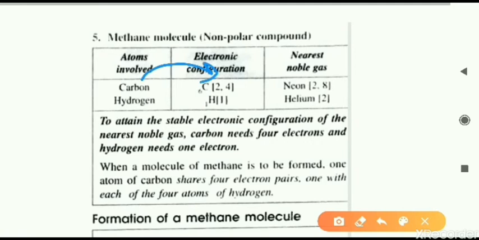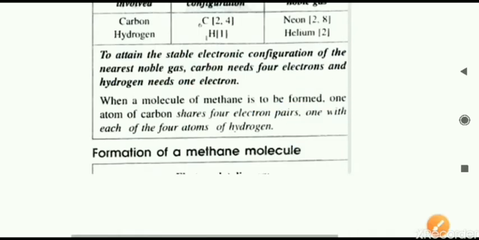Carbon we have already seen earlier. So 4 electrons are required to behave like neon. Hydrogen has 1 electron, so it can gain 1 electron or it can share 1 electron to form a helium-like atom. So that is the purpose. Let us see the formation now.